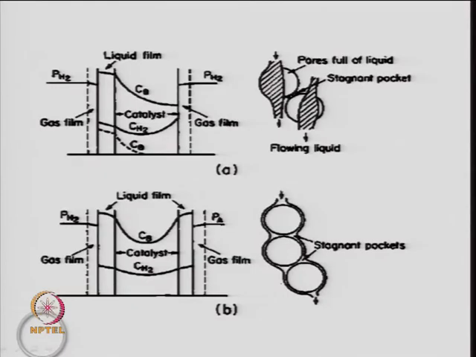This is what I was talking about, the different kinds of issues which arise in the trickle bed reactor. If you look at a flowing liquid here, you have pores full of liquid, which we are assuming, and these are the stagnant pockets of the liquid, where the liquid will remain between these two. And this is the solid surface.